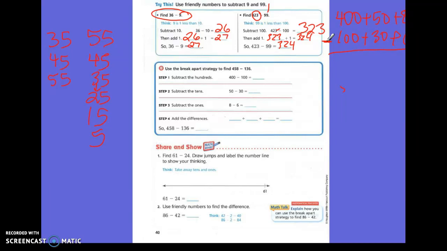Alright, so first it says subtract the 100s. So what's 400 minus 100? Everyone? 300. Thank you. What's 50 minus 30? 20. What's 8 minus 6? 2. So now we're going to add all these together. 300 plus 20 plus 2.